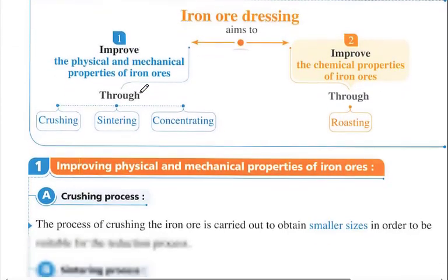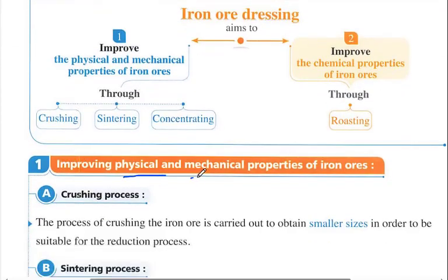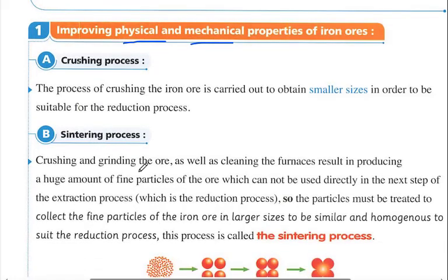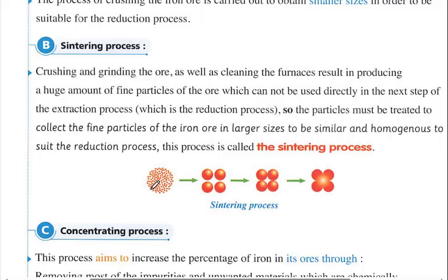The ore dressing here to improve the physical and mechanical properties starts with the crushing process. So we crush this rock or ore into small pieces. Afterward, sintering means collecting these very tiny particles, which arise from the cleaning of the furnaces or from the crushing process itself, into bigger particles convenient for the reduction process.